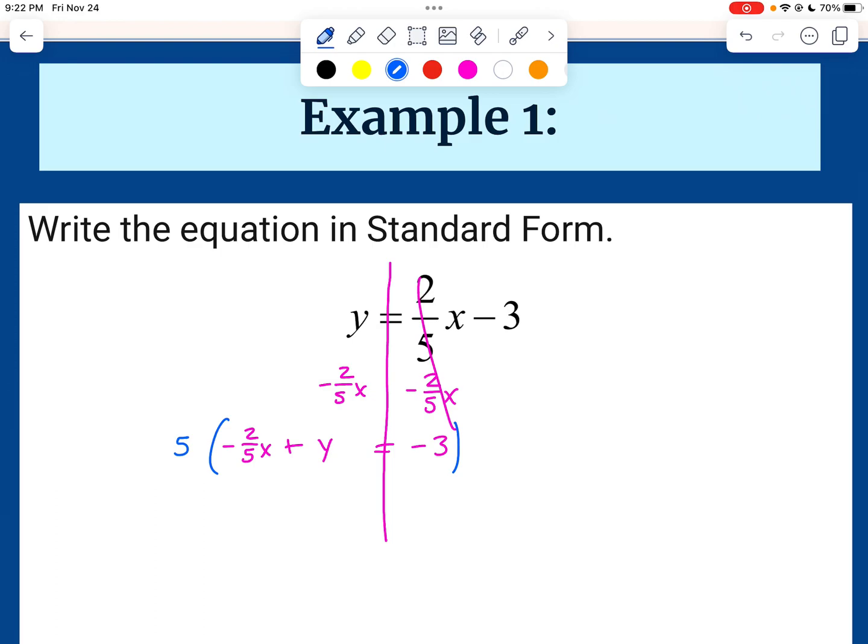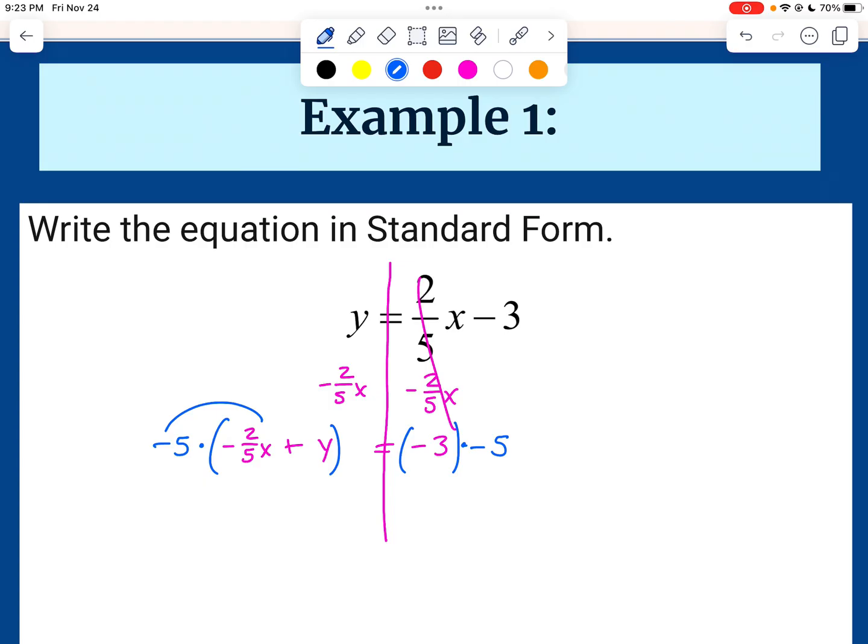Now, not just 5, I want to make this positive. So I'm going to multiply by a negative. Negative times a negative will make that positive. So we're going to multiply by negative 5 times everything on both sides.